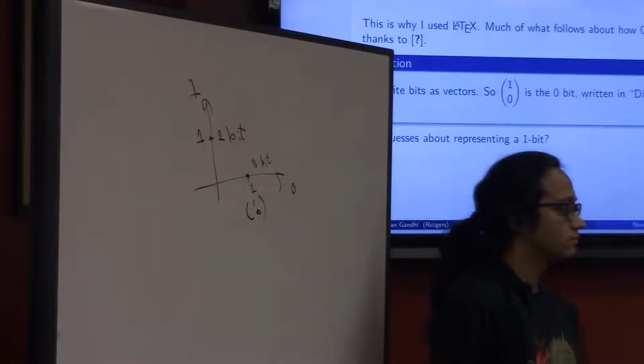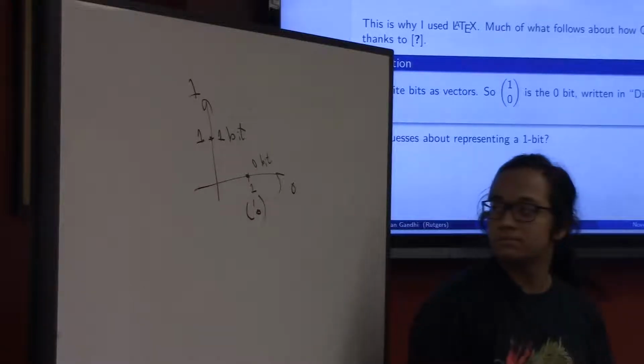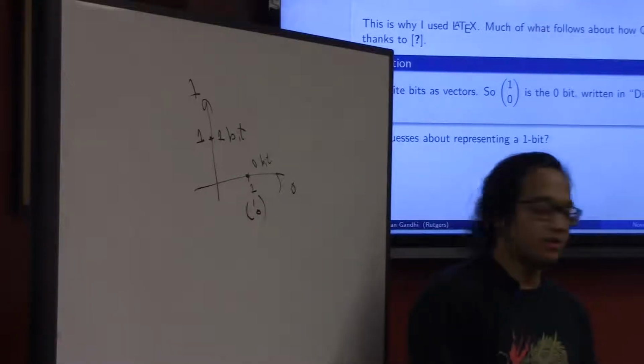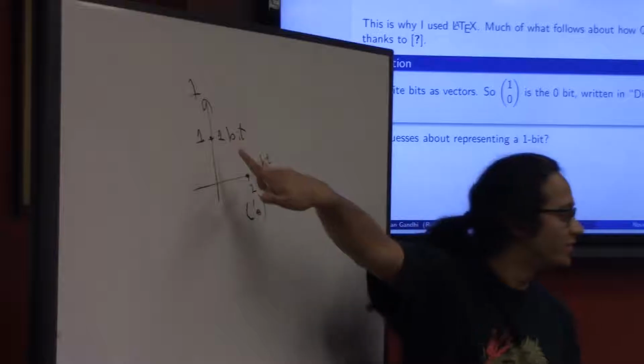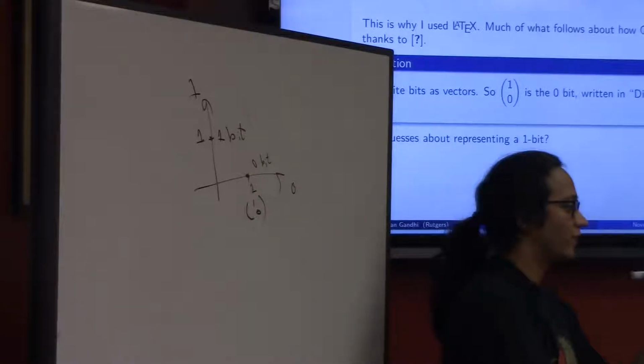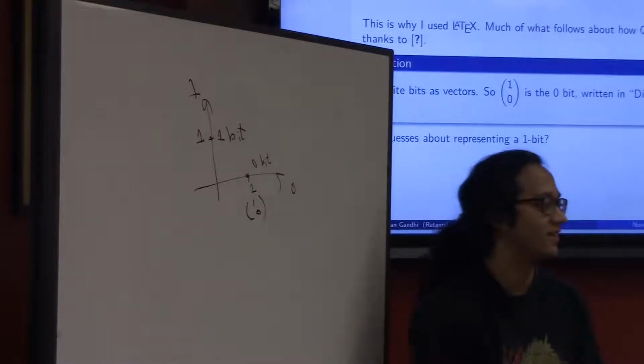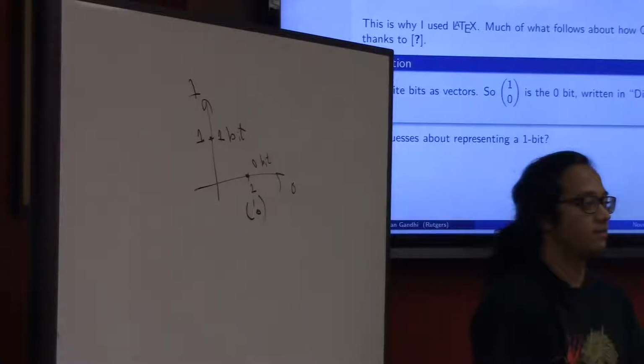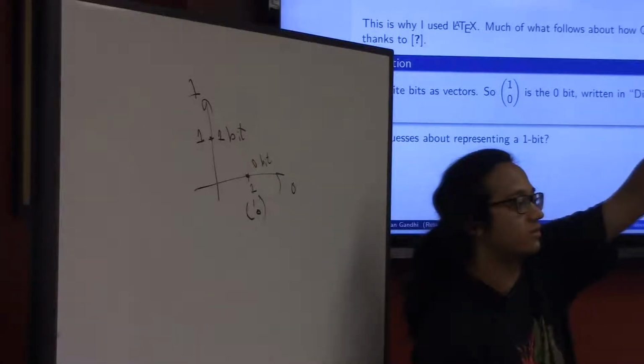Does that graph only have quadrant 1, or are there negatives too? In a classical computer, you only have these two. We'll get to the rest of the quadrants when we go quantum.